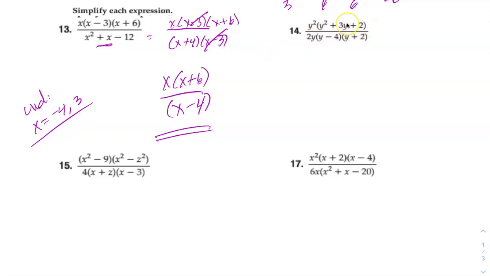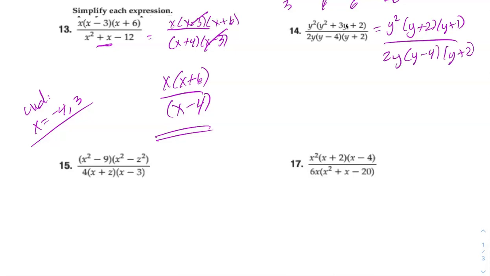Let's factor the top before I do anything. So I need two things to multiply to get 2, but add to get 3. Well, that's just going to be 2 and 1. So I get y squared, y plus 2, y plus 1, over 2y, y minus 4, y plus 2.